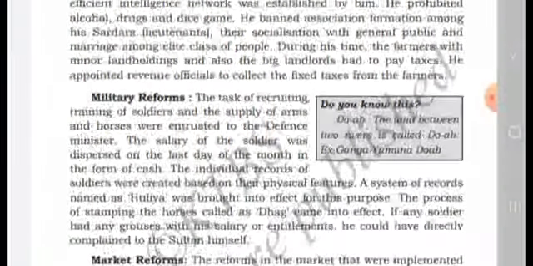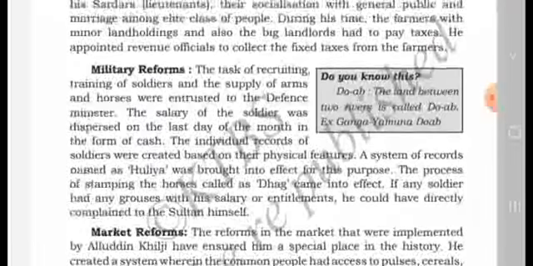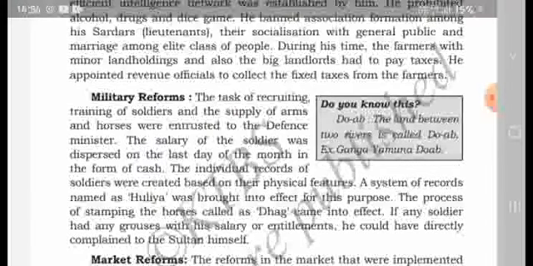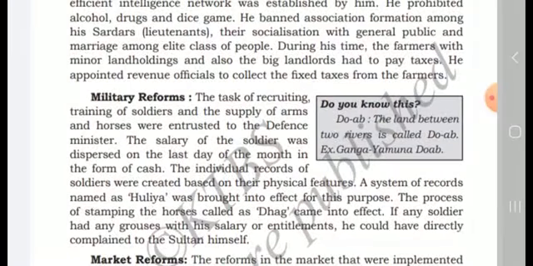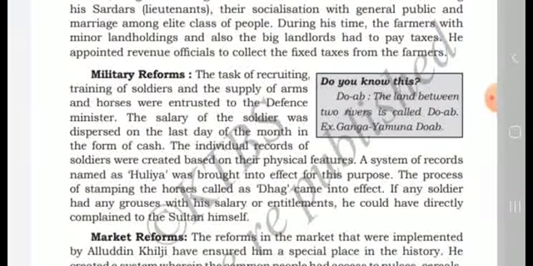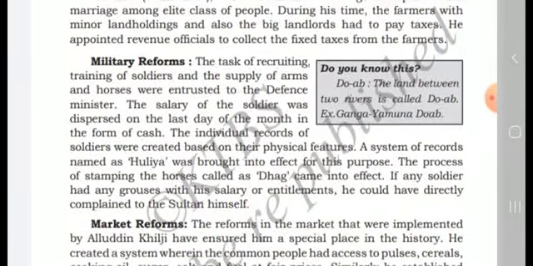So, military reforms. The task of recruitment, training of soldiers, and supply of arms and horses was handled by a defense ministry. The salaries of the soldiers were disbursed on the last day of the month in cash, and an initial record of the soldiers was created based on their physical features. A system of records named Huliya was brought into effect for this purpose, and the process of branding the horses, called Dagh, came into effect.